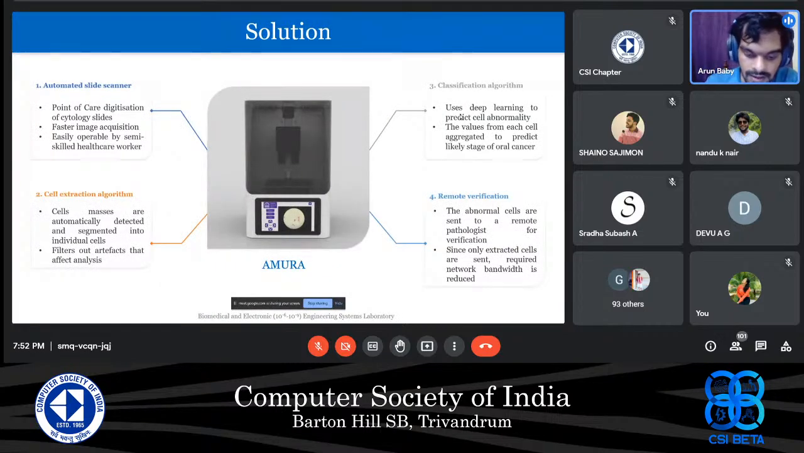So the people at IAC and several clinicians came up with a solution where they developed a slide scanner, where the slide prepared after taking the cells is scanned automatically. This can be placed at a primary healthcare center, thereby improving the scanning capabilities there, and can be used by really less skilled staff. Anyone can be trained easily to scan this. And then we have cell extraction algorithms.